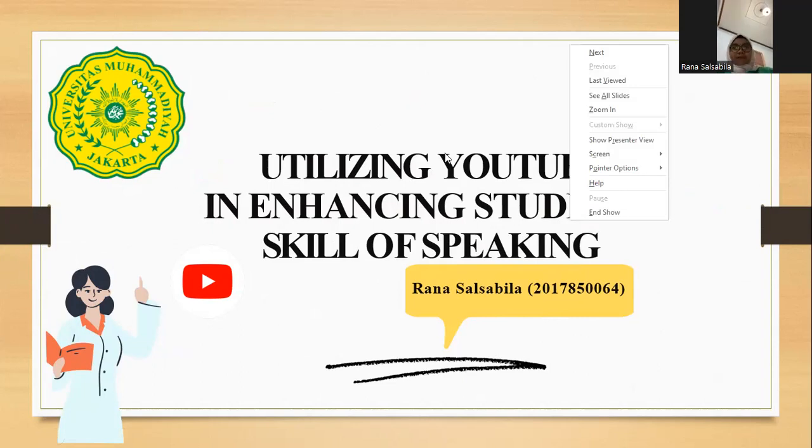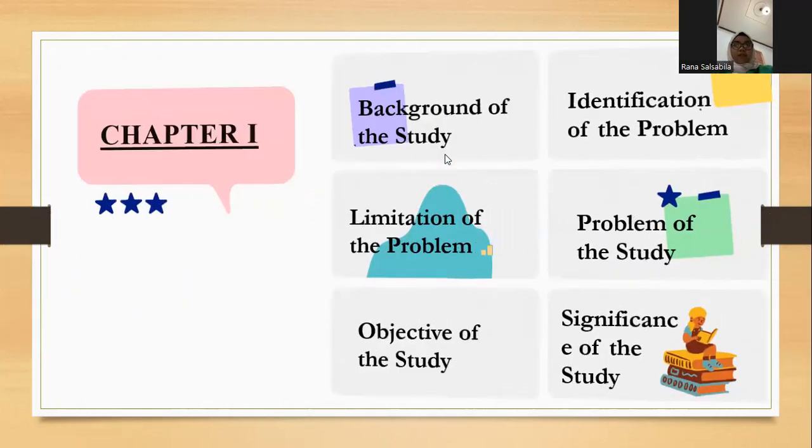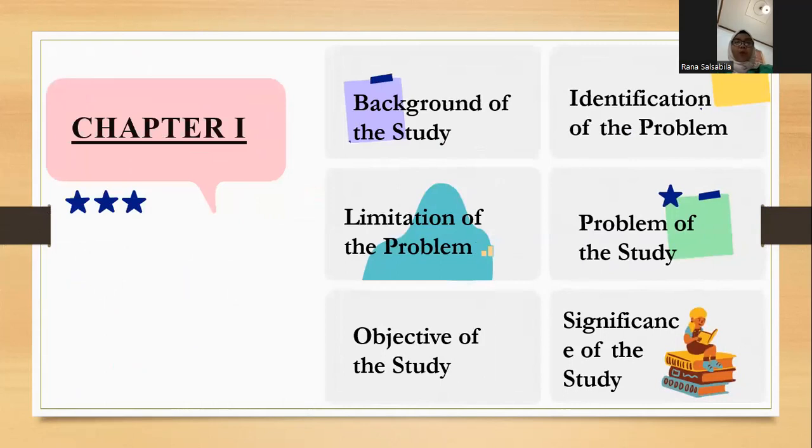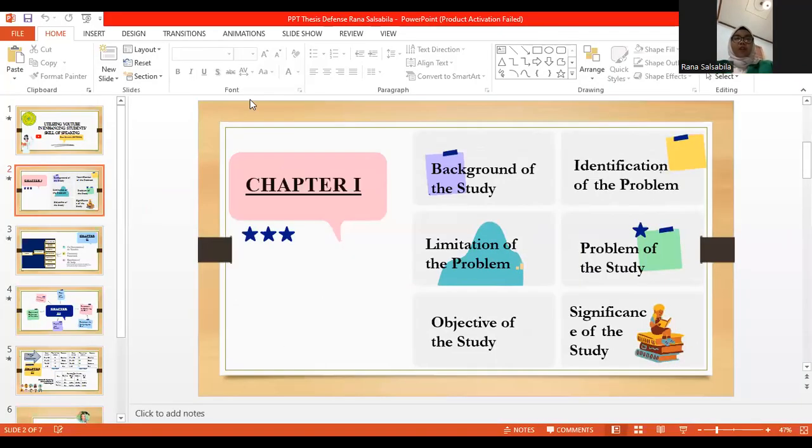Next, sir. Chapter 1. Chapter 1 includes the background of the study, limitation of the background of the study, identification of the problem, limitation of the problem of the study, objective of the study, and significance of the study.